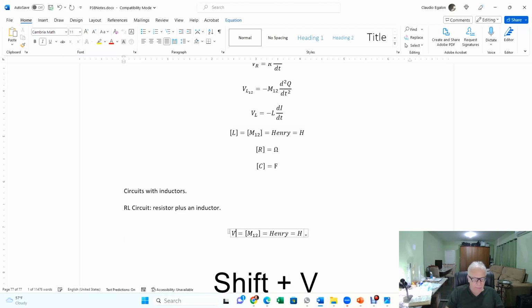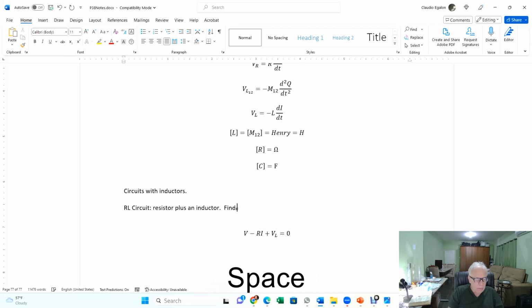Okay, it's going to have a V. We know that the resistor loses electric potential. And then for now, I'm going to put V sub L for L. And all of that is going to be equal to 0. That's the equation that I have for my circuit. What we're going to do, find the current in this circuit.